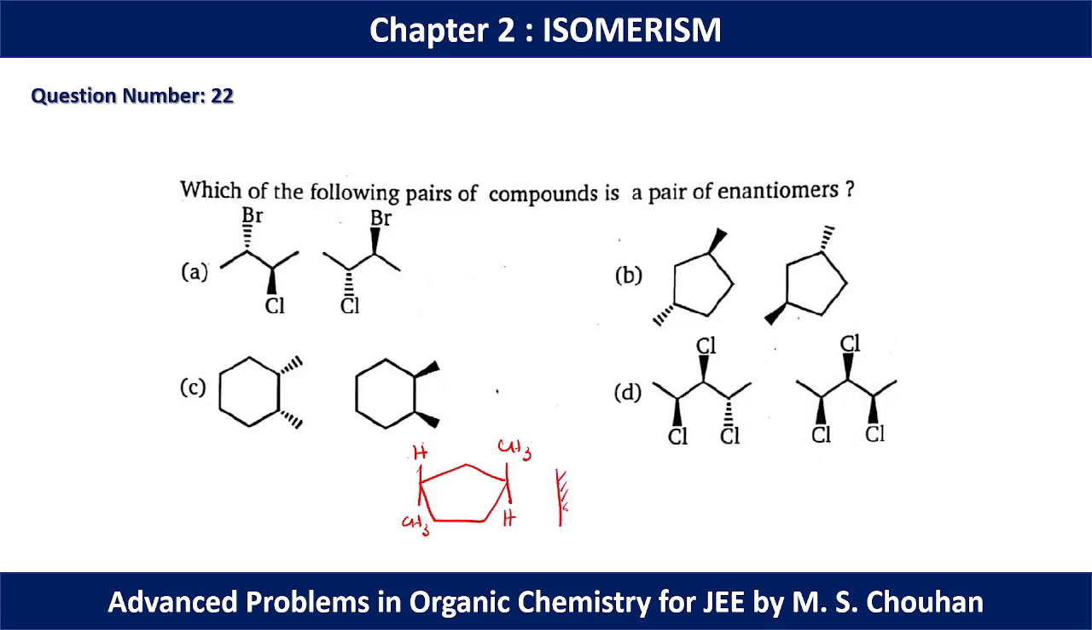And if we take a mirror image of this molecule, it will definitely look like this: CH3, H and H, CH3. So these two molecules are mirror images of each other, and definitely it is not possible to have a superimposable mirror image. So that's why option B should be the correct option for a pair of enantiomers. So option B should be the correct option for question number 22.